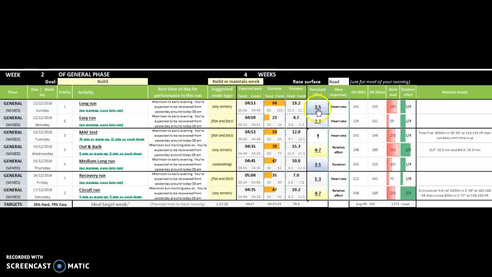So for the perceived effort here for the long run, you can see we're looking for an effort of 3 to 5, and that's on a scale of 1 to 10.